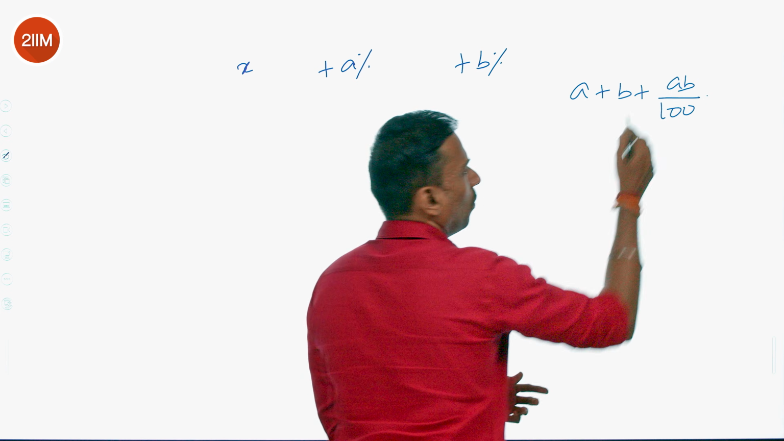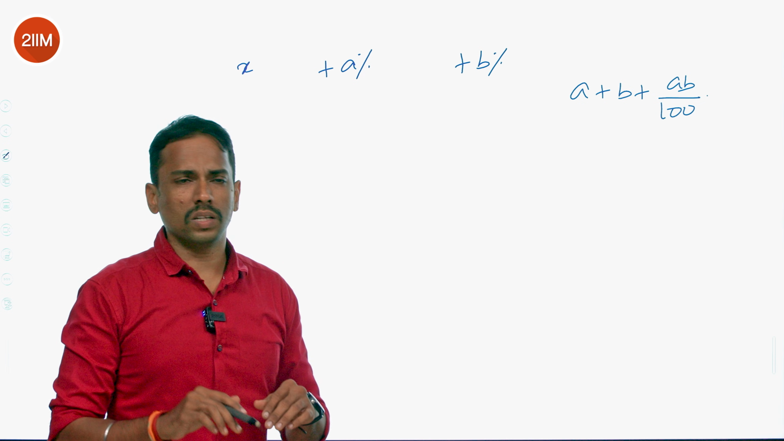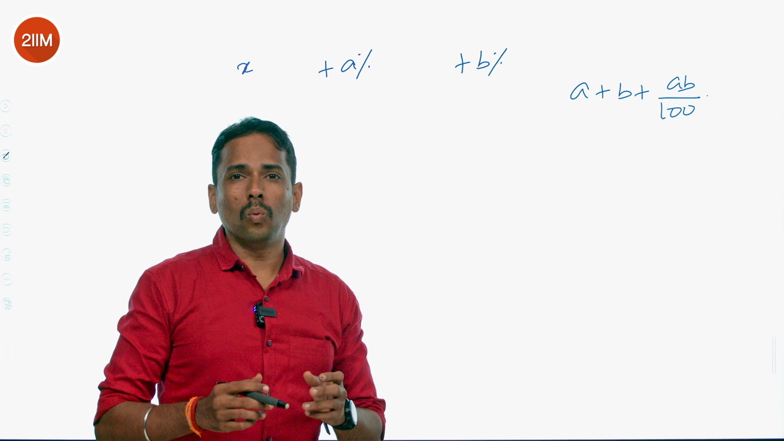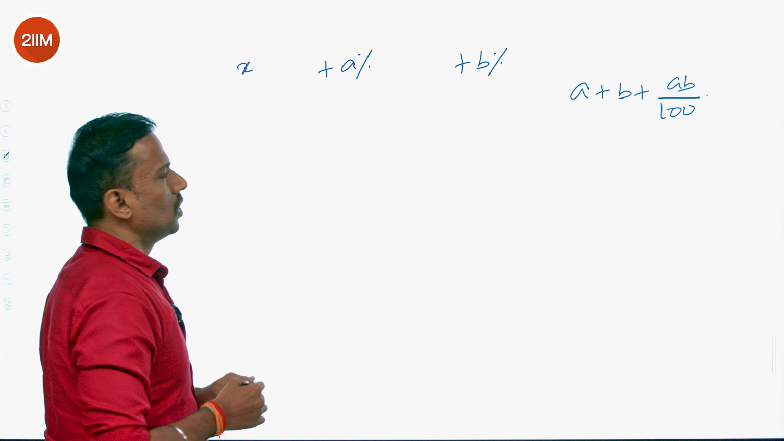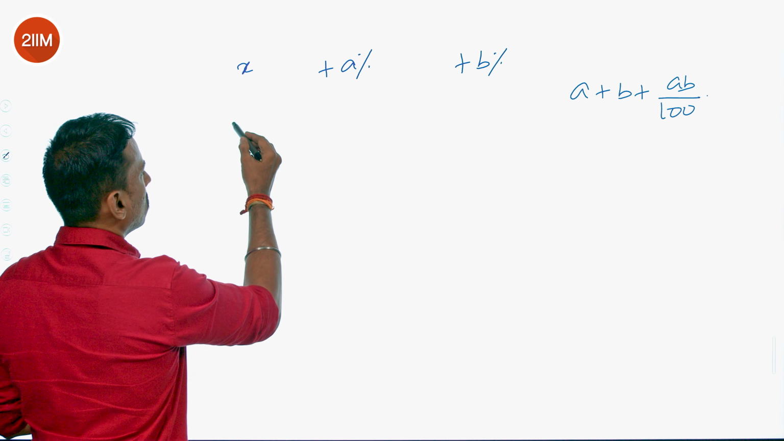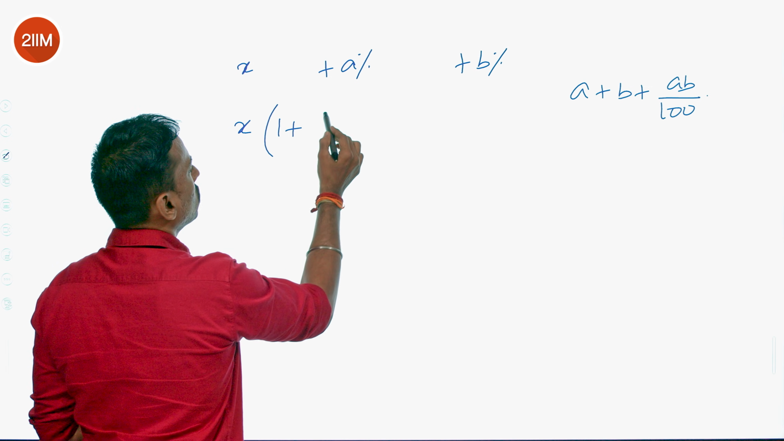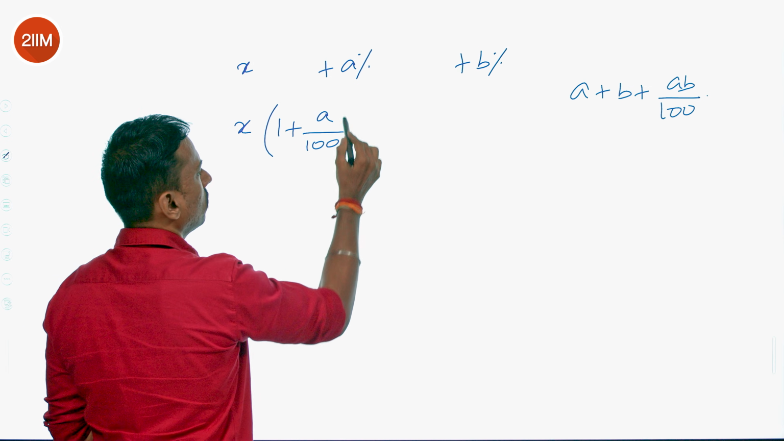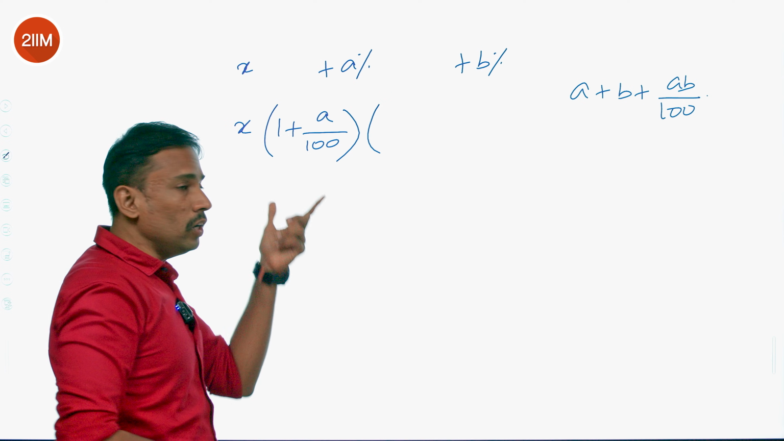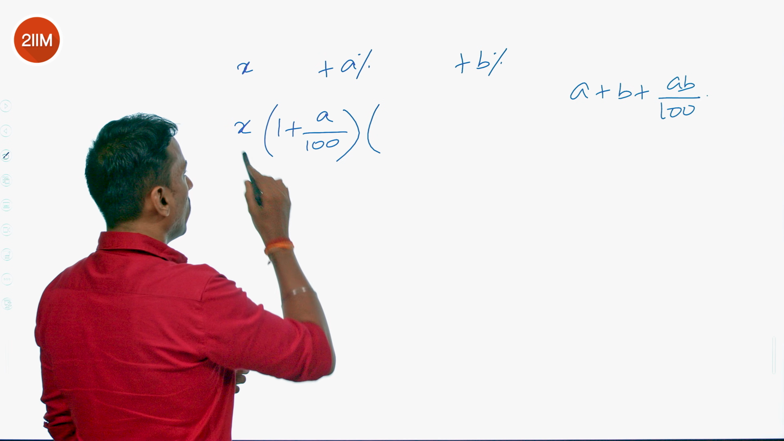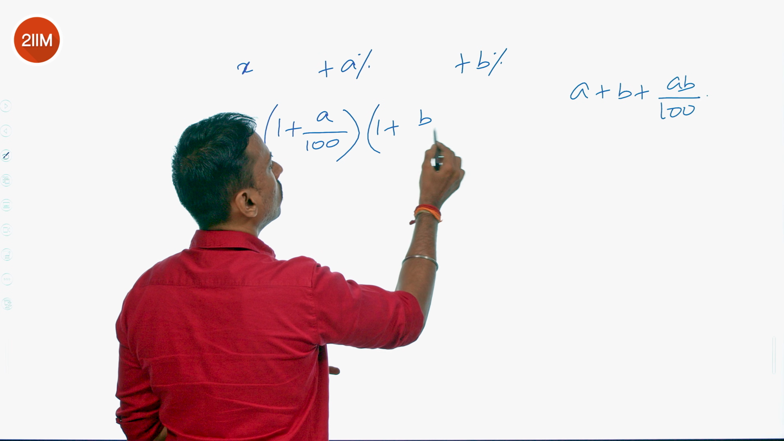All of us remember this formula. Those who frequently do these successive percentage change problems will be remembering this. But why does it work? Let us think about that. We'll do the same thing. x, initially there's an a% change, so x will become x into 1 plus a by 100. Further, this value is going to be increased by b%, so it becomes x into 1 plus a by 100 into 1 plus b by 100.